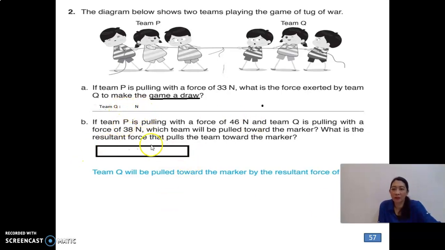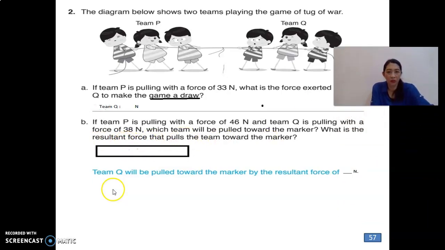And letter B is, if team P is pulling with the force of 46 Newton, and team Q is pulling with the force of 38 Newton, which team will be pulled toward the marker? What is the resultant force that pulls the team toward the marker? So team Q will be pulled toward the marker by resultant force of blank. So you need to write here what is the force.